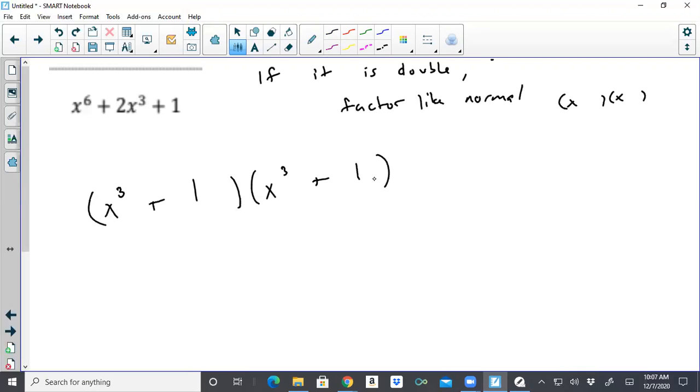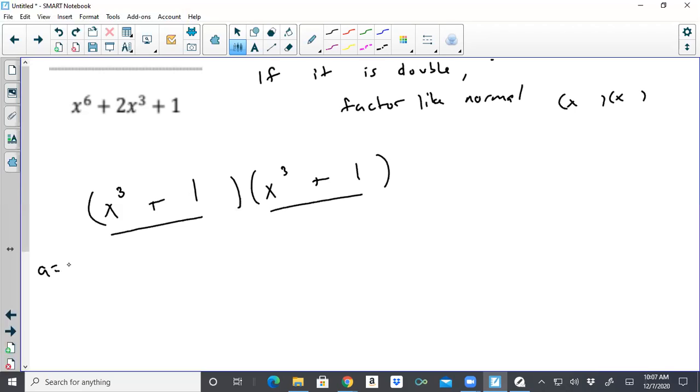But now notice the fun that we can create with these types of questions. With these types of questions, now I can say, well, is this thing a sum of cubes? Or is this thing a sum of cubes? And we can obviously see that x cubed is a perfect cube. And if I take the cube root of 1, it is a perfect cube.